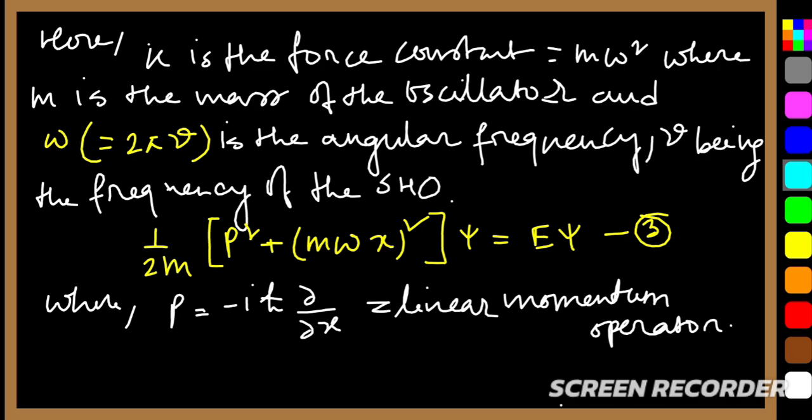So that is you get, that is 1 by 2m within the first bracket p square. P is the linear momentum operator, that is minus i h cut del by del x. So p square plus m omega x whole square into psi equal to E psi. This is the third equation. Okay, next. And nu to janoi, nu ki? Nu holo frequency.